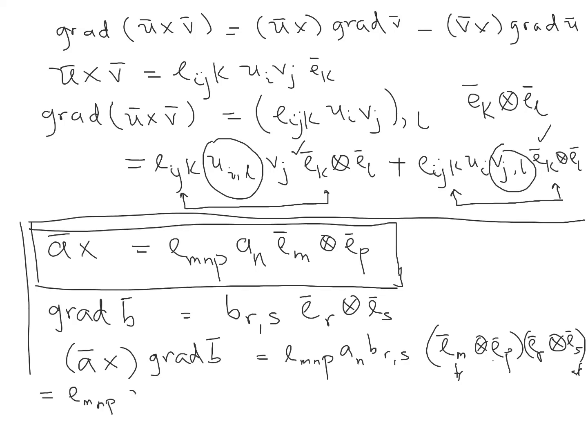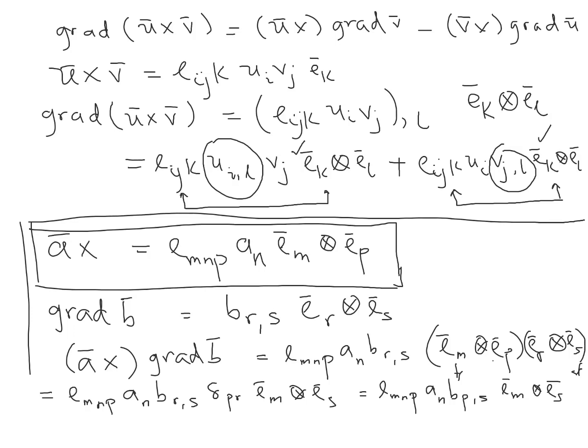So this will be E_MNP A_N B_R,S Kronecker delta_PR e_M e_S. And when I perform that contraction, I will have E_MNP A_N B_P,S e_M e_S. So just look at the placement.